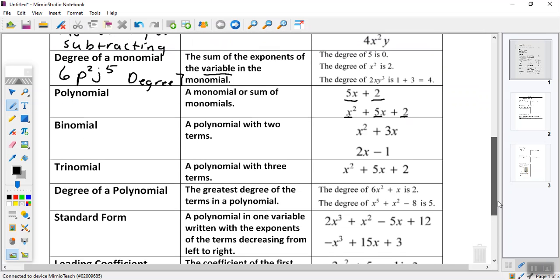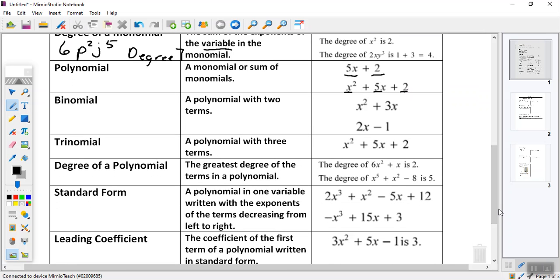Okay? Alright. Bi means what, kids? 2. So what do you think a binomial is? A polynomial with what? 2 terms. This is a binomial because there are 2 terms. 2x minus 1 is a binomial because there are how many terms? 2. There's a 2x and a minus 1. Okay?